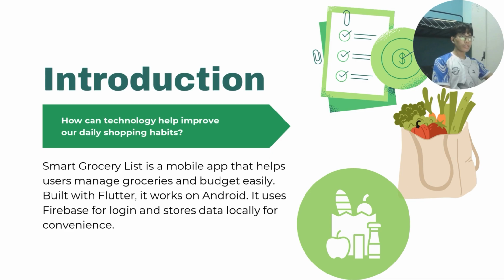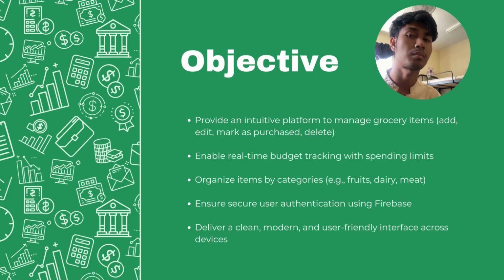Introduction of our app: how can technology help improve our daily shopping habits? Smart Grocery List is a mobile app that helps users manage groceries and budget easily. Built with Flutter, it works on Android and it uses Firebase for login and stores data locally for convenience. So now let's move to the objective.